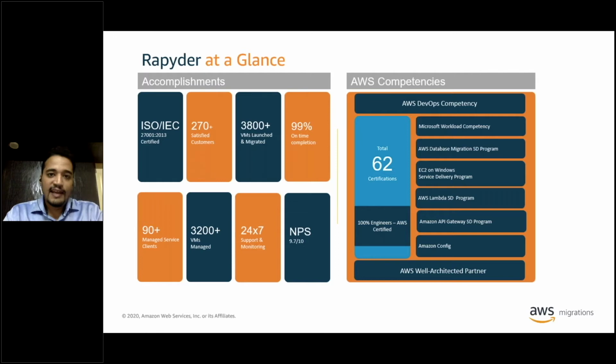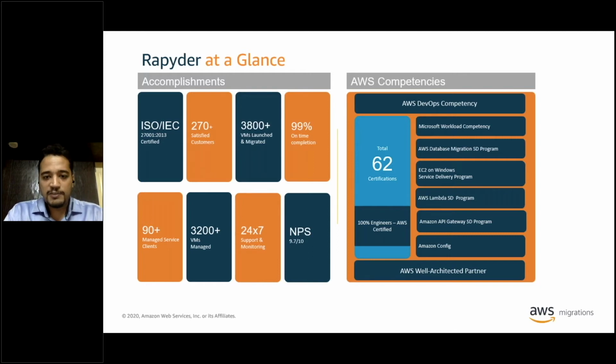We have more than 90 managed services customers that we are catering to. We have a 24/7 team managing round-the-clock support. We have a technical team covering the round-the-clock support, and that's how we are able to serve customers across the globe as well. Our Net Promoter Score that we track internally is hovering around 9.7, which should give you an idea of how good we are when it comes to customer experience, right?